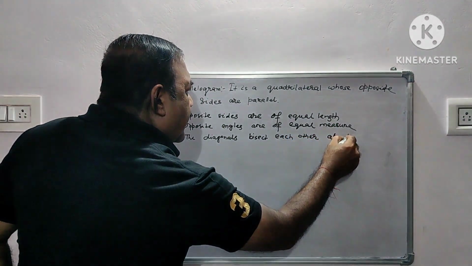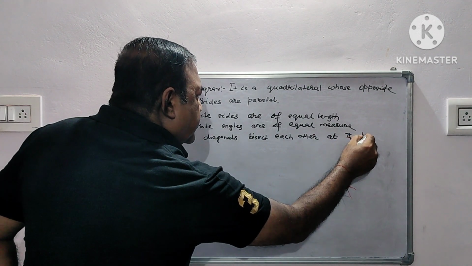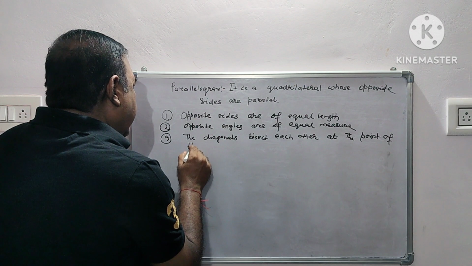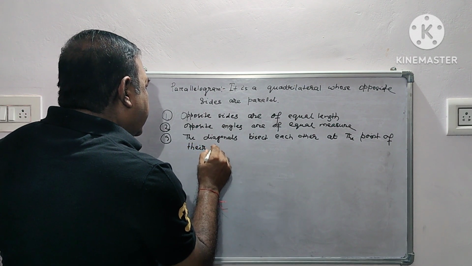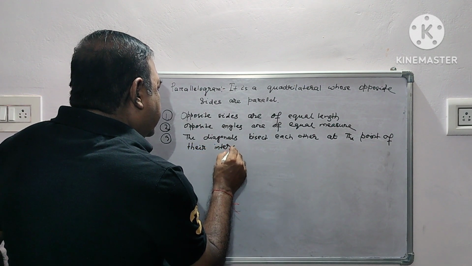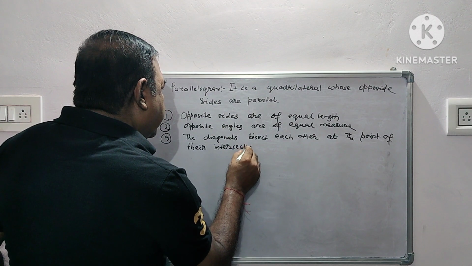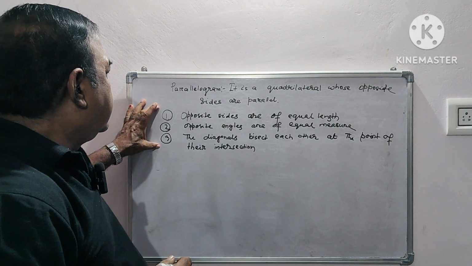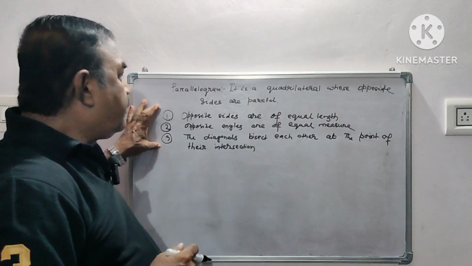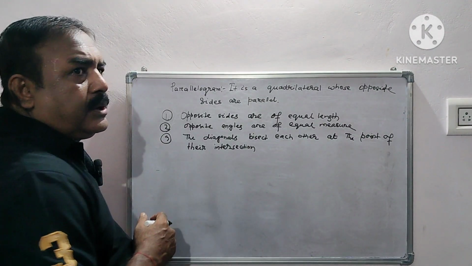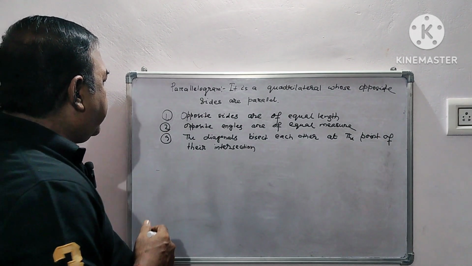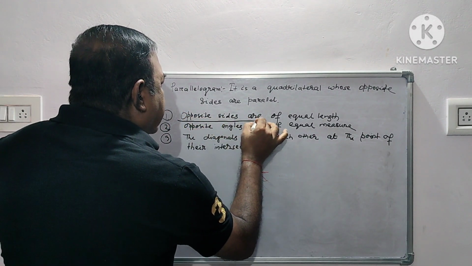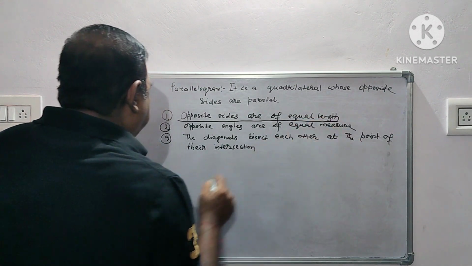Where? At the point of their intersection. So these are the properties. These are the main properties we will have to discuss now. So point wise we will discuss. So follow me. You see, first we have to prove opposite sides are of equal length.